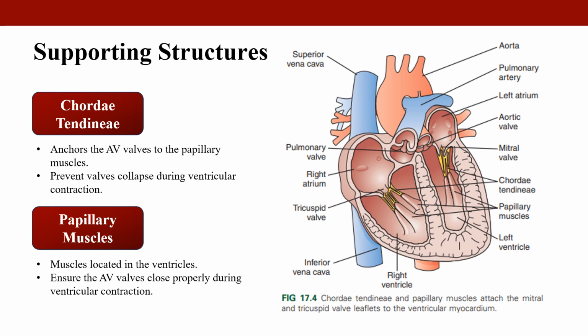Supporting structures. Chordae tendineae, tendinous cords that anchor the AV valves to the papillary muscles in the ventricles. These prevent valve prolapse during ventricular contraction. Papillary muscles, muscles located in the ventricles that contract to tighten the chordae tendineae, thus ensuring the AV valves close properly during ventricular contraction.